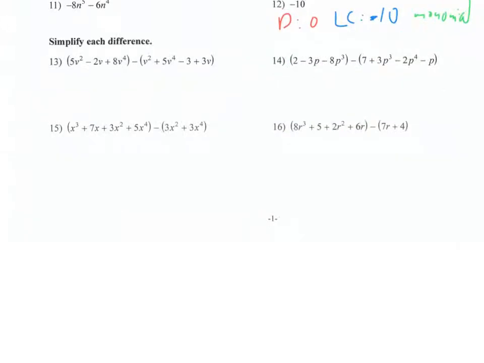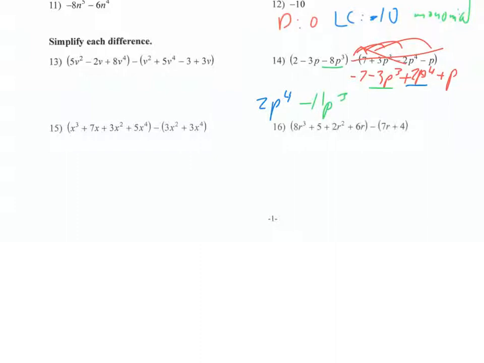All right, here we have some more subtraction, so we need to make sure we distribute this negative. So it's going to become negative 7, negative 3p to the third, positive 2p to the fourth, and then positive p. So then this is all gone. And now we'll combine like terms. So first off, p to the fourth. I see I have plus 2p to the fourth, and I didn't have anything to combine that with. Next up, we have negative 3p to the third, negative 8p to the third makes negative 11p to the third.